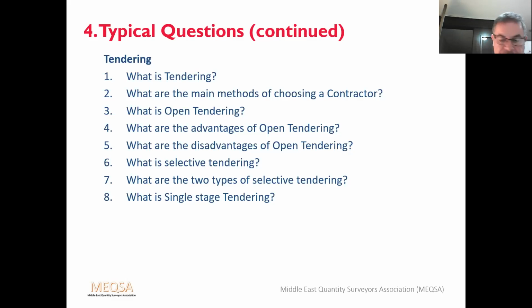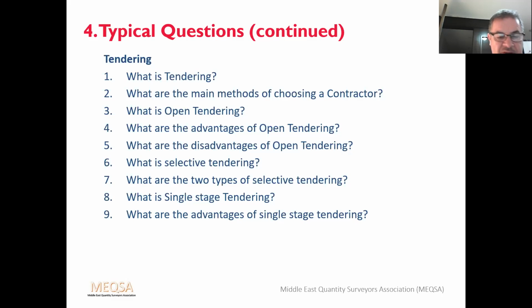What are the advantages of single stage tendering? Well, it ensures that only capable and approved firms submit tenders. It tends to reduce the aggregate cost of tendering. What we spoke about earlier, that there's not much point having 30 people all going for the same job. That's just a waste of everyone's time. And the client gets a lump sum for the whole works.